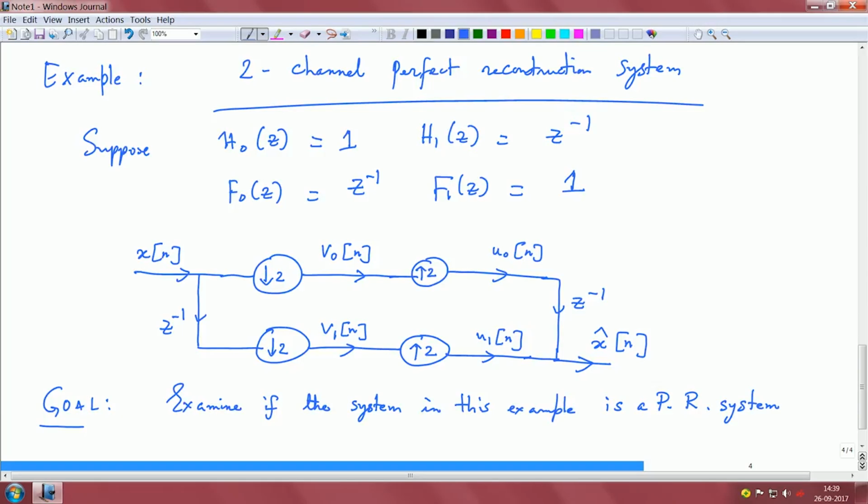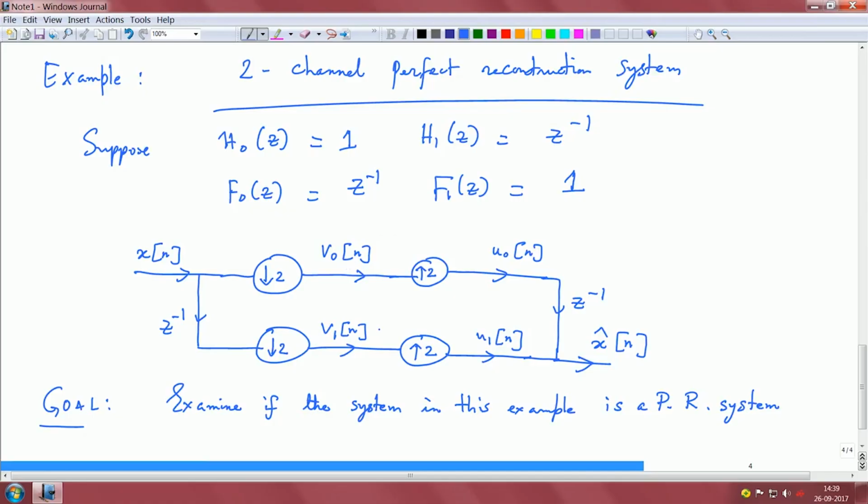Now, you may even wonder what is happening here. Basically, if I give you a signal, I am just delaying it, I am considering the even parts on one side, the other is the odd parts, and then I am just expanding them and combining them using delay. So, I think intuitively this should just be a perfect reconstruction system, right. But let us just work out through an example, figure out all the interim points V naught, V1, U naught, U1, etc., and then see what is really happening.